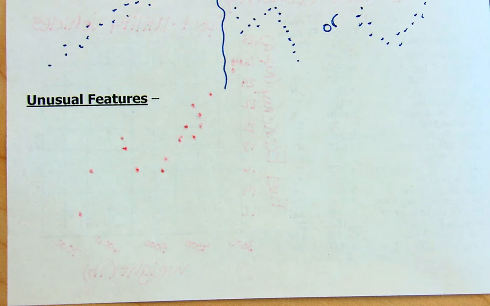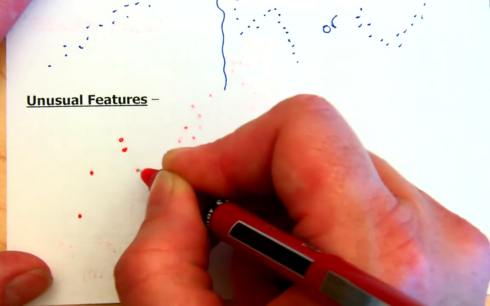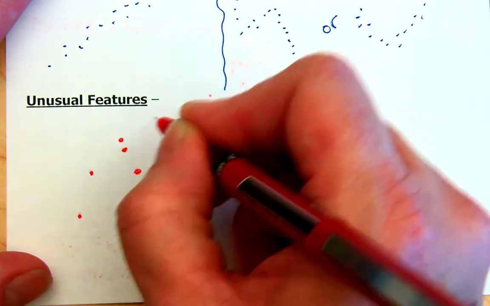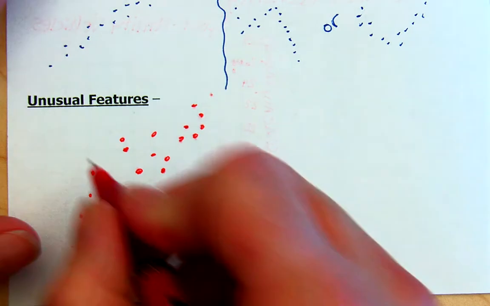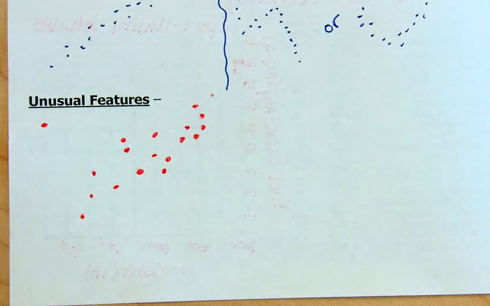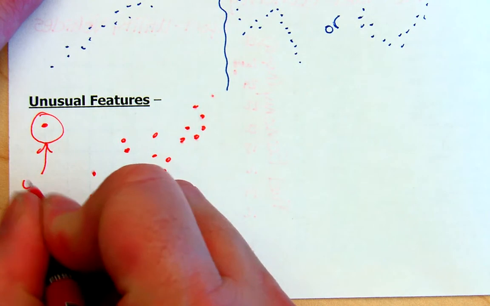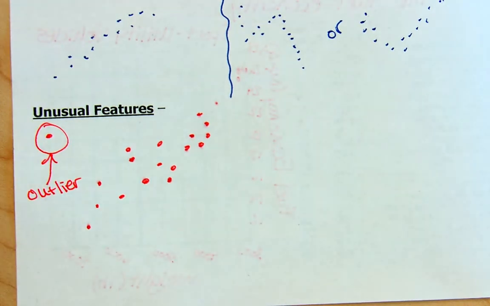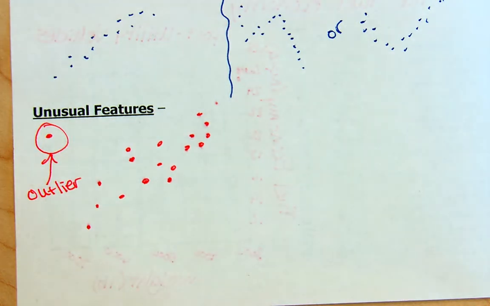Then unusual features. I'm going to use these same dots because they're bleeding through anyway. It could be we have this trend and then we have this guy sitting over here by himself. So we have this outlier sitting out there, outside of the rest of the data. It's a trend, everything was going fine, and then we have this thing out here to the side.